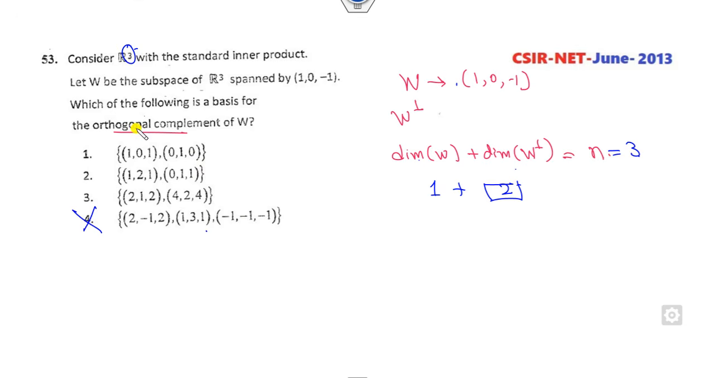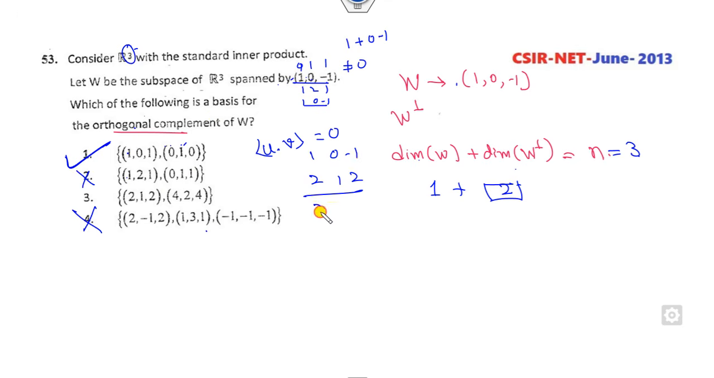Now which one of them is orthogonal? What is the meaning of orthogonal? The inner product will be 0. So check the dot product. 1 plus 0 minus 1 is 0, satisfied. Sorry, 0, 0, 0 satisfied is the right answer. Next, 1, 2, 1 multiplied with 1, 0, minus 1 is satisfied. Then 0, 1, 0 and 0, 1, 1 give 0, 0, minus 1, which is non-zero, so cancel out. Next, 2, 1, 2. If I take the orthogonal pair of this, 2, 0, minus 2 is satisfied. Then 4, 2, 4.